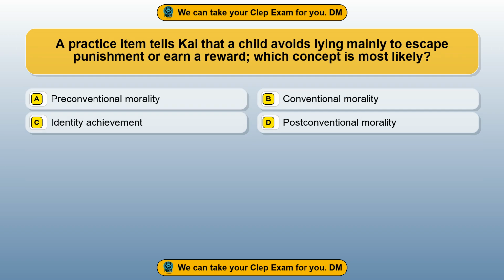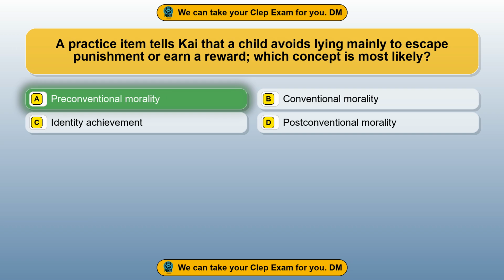Question 22. A practice item tells Kai that a child avoids lying mainly to escape punishment or earn a reward. Which concept is most likely? Option A, pre-conventional morality. Option B, conventional morality. Option C, identity achievement. Option D, post-conventional morality. The correct answer is option A.